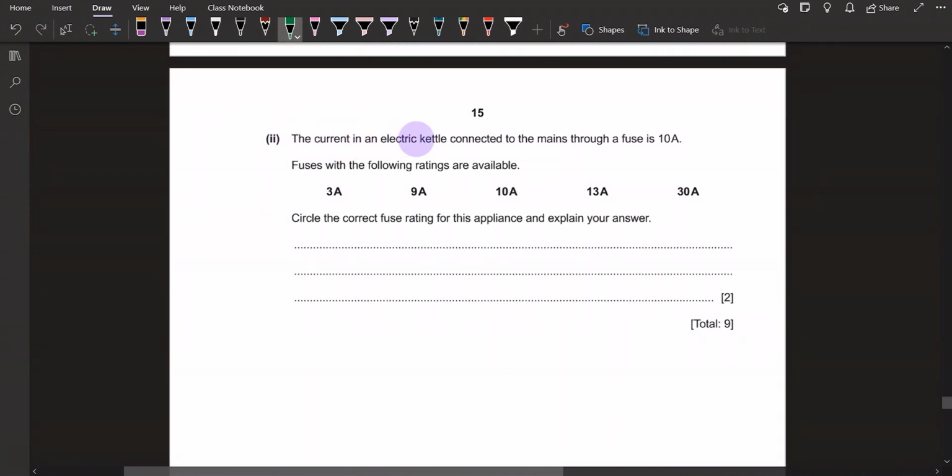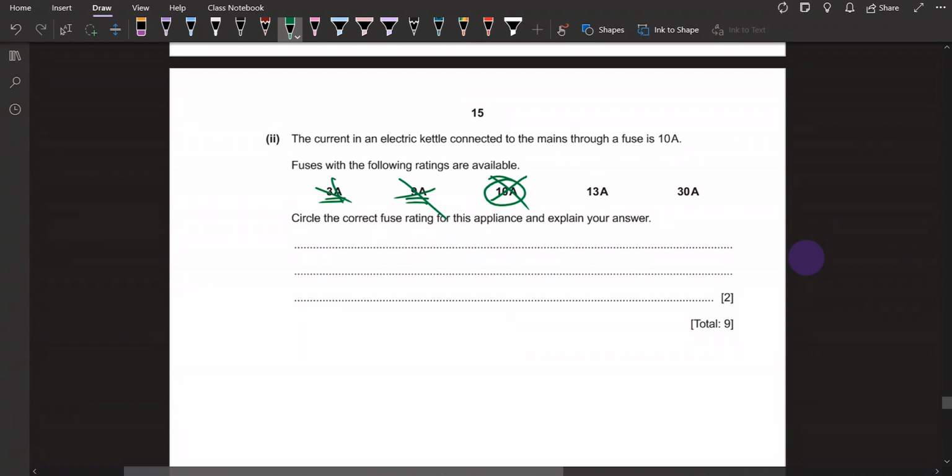Part 2 says the current in an electric kettle connected to the mains through a fuse is 10 ampere. Fuses with the following rating are available. Circle the correct fuse rating for this appliance and explain your answer. Since the fuse will melt down or break when the current is equal to the rating, this cannot be our option. And if the rating is lower than the current, it's going to break earlier. When the current is 3 ampere, the fuse is going to break. So these are not going to be our option as well.